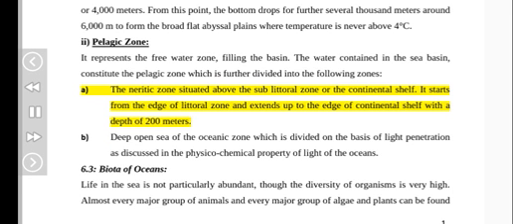6.3. Biota of oceans. Life in the sea is not particularly abundant, though the diversity of organisms is very high. Almost every major group of animals and every major group of algae and plants can be found.